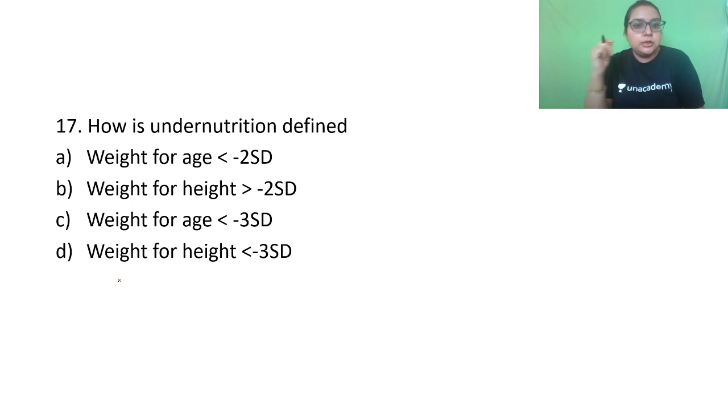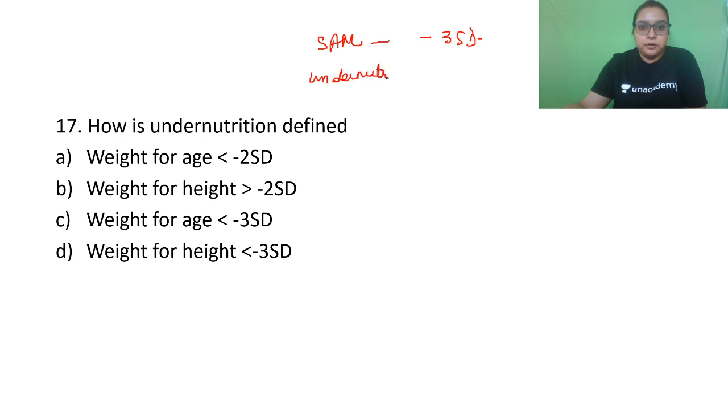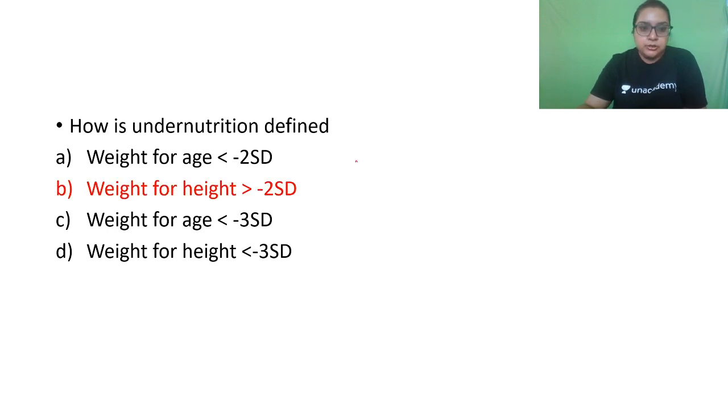Okay, so the question here is undernutrition. I am not asking about SAM. Okay, what is SAM? Weight for height less than minus 3 SD. And what comes below SAM? Undernutrition, correct? Which is not severe but is undernutrition. Undernutrition is minus 2 SD. So the answer here is B, that is weight for height.